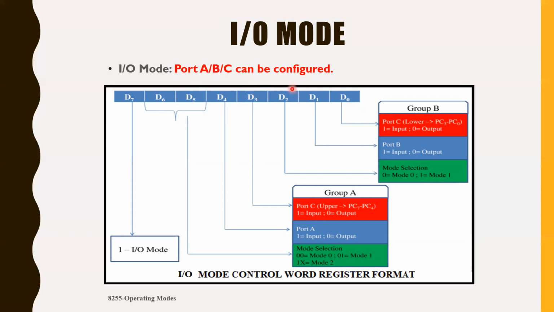Moving on to the next cell of the control word, D2, it is used to select the mode for group B. If this cell contains 0, mode 0 will be enabled for group B, and if it is 1, then mode 1 will be selected for group B. The next cell contains either 1 or 0, which signifies that port B is behaving as the input port or the output port, whereas the last cell contains the 1 value or the 0 value, which further signifies port C lower, whether it is acting as input or output for group B. So this was the control word register format for the I/O mode.